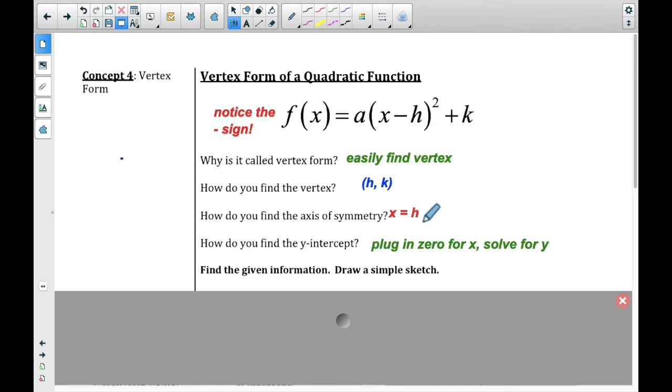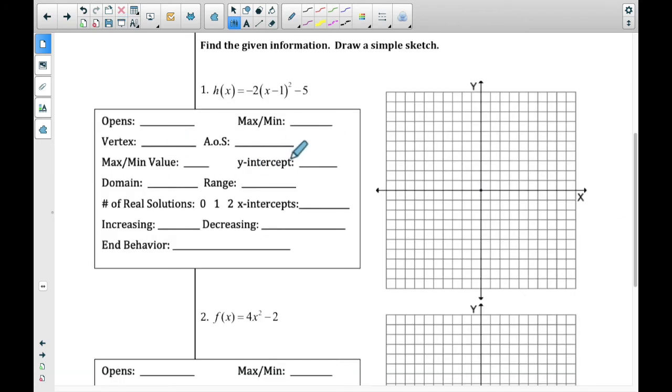How do you find the axis of symmetry? Super easy. x equals h, and that's it. How do you find the y-intercept? You plug in 0 for x and you solve for y. That's always how we find the y-intercept every single time. Doesn't matter what the form is, we always do that. So let's go ahead and look at some examples.